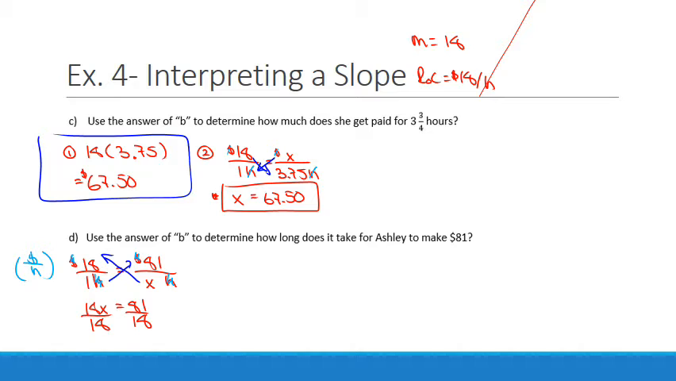Now I'll just divide by whatever is in front of the variable. So 81 divided by 18. X equals 4.5. And again, what we're looking for was hours. So 4.5 hours. So that was the proportion way.